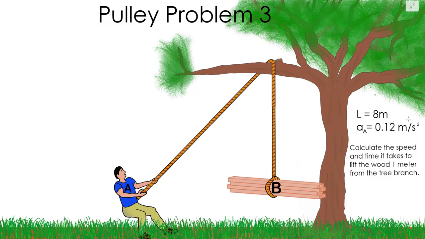I have another pulley problem, so hopefully this is the last pulley problem. I think it will be. We'll move on to something else, but this has no pulley, technically. It's actually a tree, and it's just this branch right here. So the rope goes around the branch, hence pulley-ish.